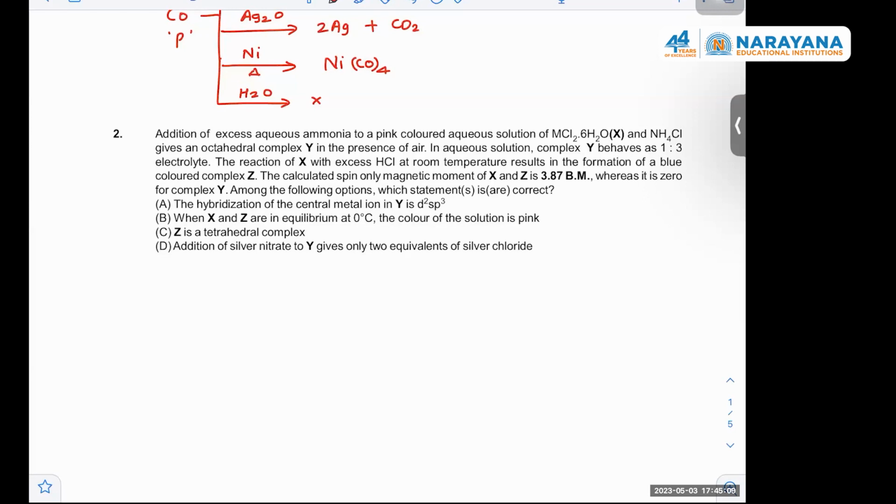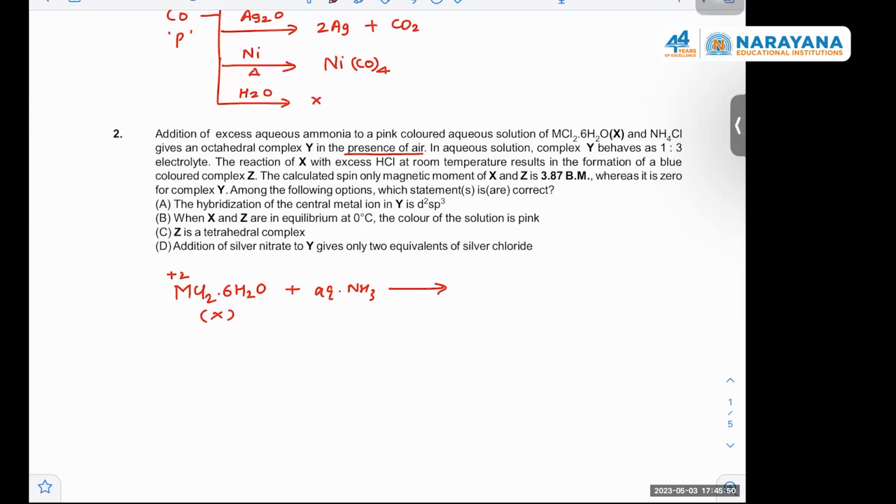See, the basis of the reaction is that the first complex is like MCl2.6H2O. This is given as X. And in excess of aqueous ammonia, this pink colored compound converts into an octahedral complex Y in the presence of air. So whatever this M plus 2 will be, it has a tendency to convert into its higher oxidation state in the presence of air and form an octahedral complex Y. So we can write the equations first.